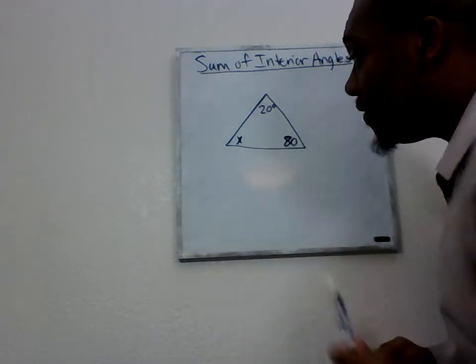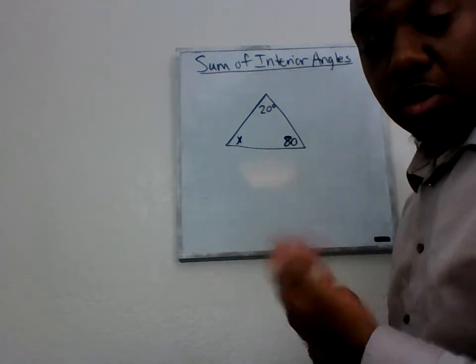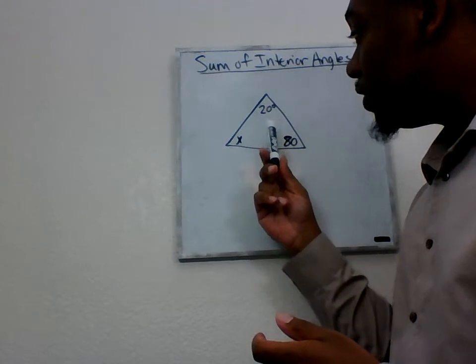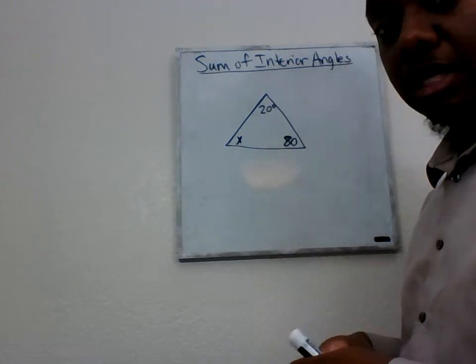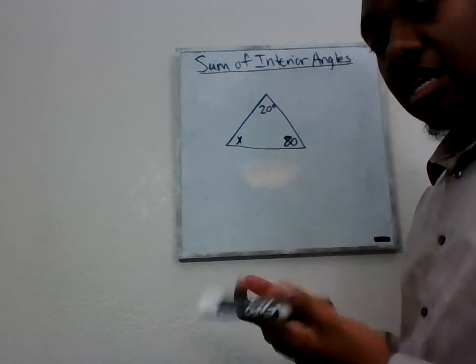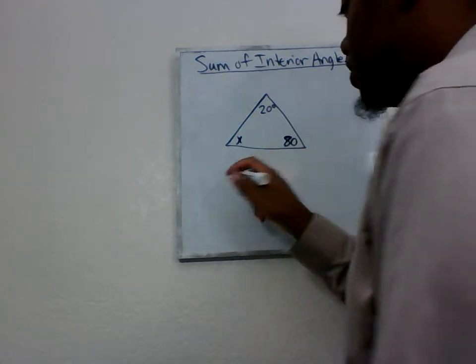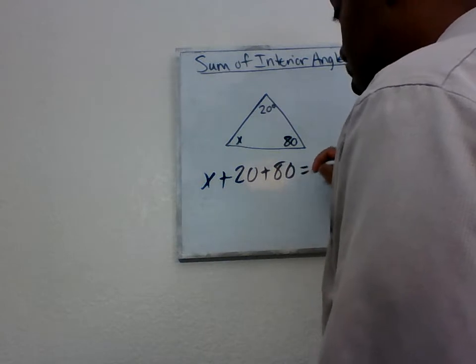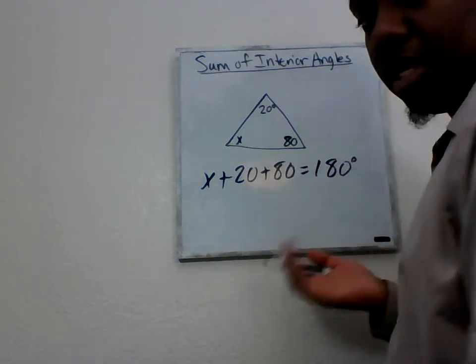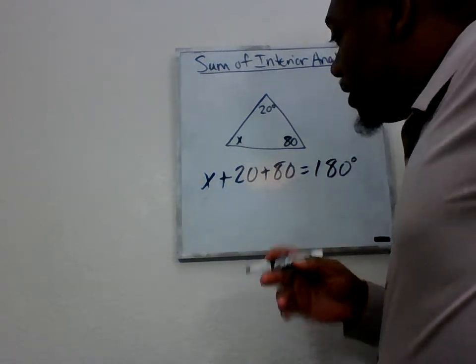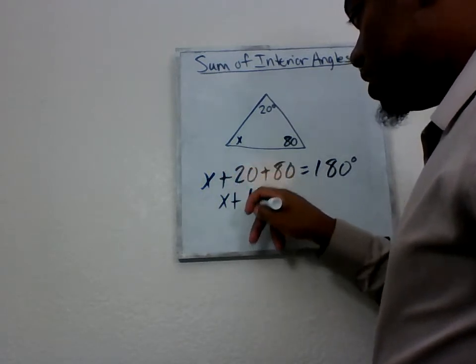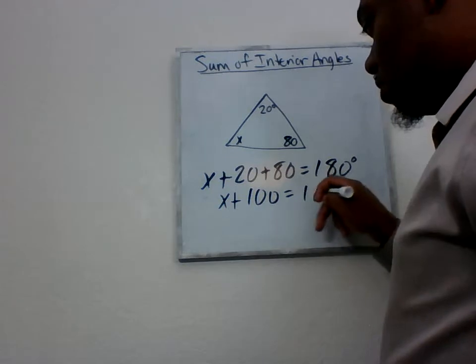So for instance, here I have a triangle with an angle that I don't know. It's x. And I have an angle of 20 degrees here and then 80 degrees here. And the sum of these has to equal 180. So if I wanted to, I could say x plus 20 plus 80 equals 180 degrees. Of course, right? All right, well, if I simplify this expression, I would get x plus 100 has to equal 180.